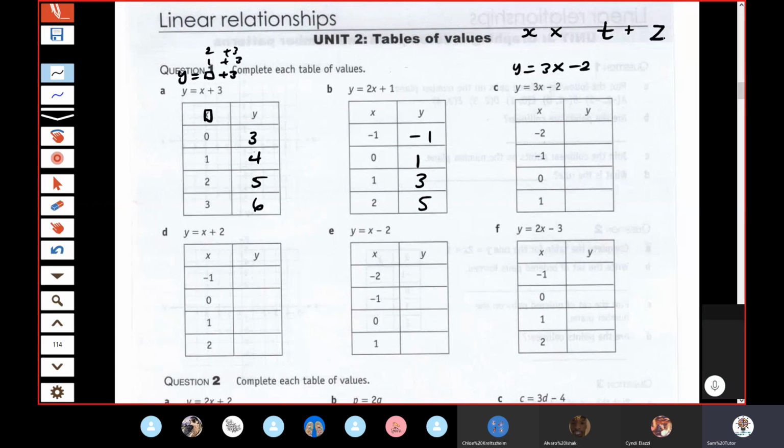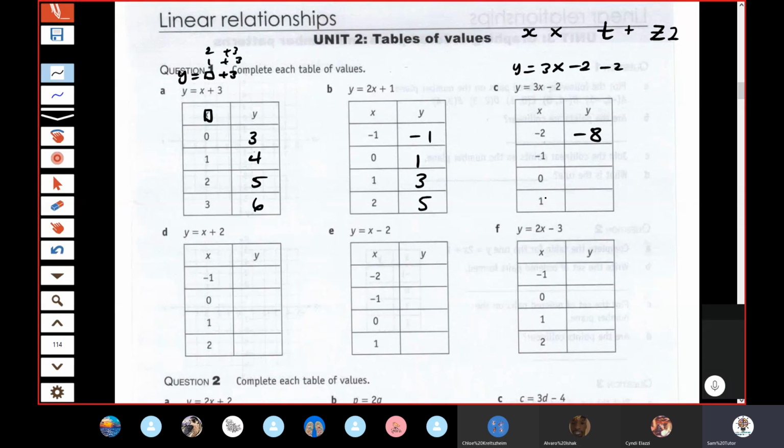Z, we usually put a line through it, so you don't get that mixed up with 2. Same thing with x's: frontward c, backward c. Okay, 3 times -2 minus 2. What's 3 times -2? That's -6. And then take away 2, -8.